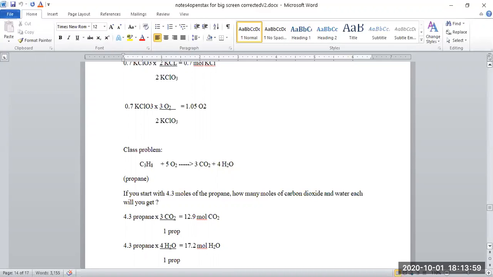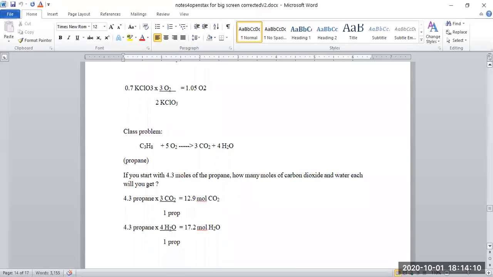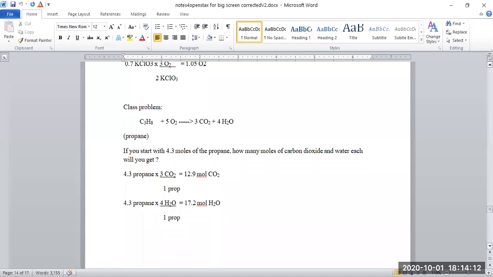I decided to start with 4.3 moles of propane. I want to know how many moles of carbon dioxide and how many moles of water I'm going to get. The same method is used here. Take your initial value, 4.3. The first fraction has a 3 on the top and 1 propane on the bottom. Multiply your 4.3 times 3, you get 12.9 moles of CO2.